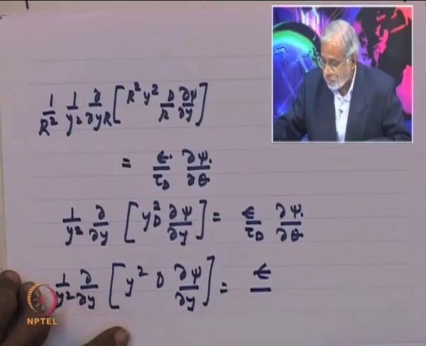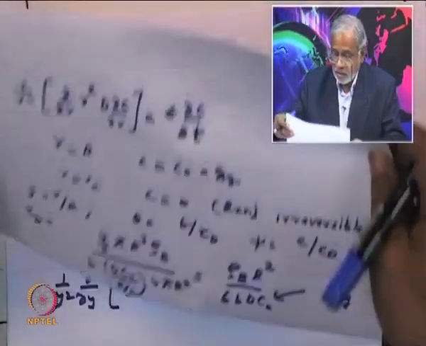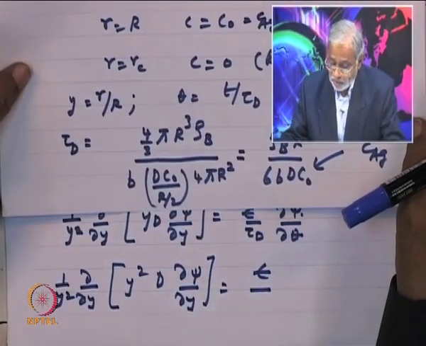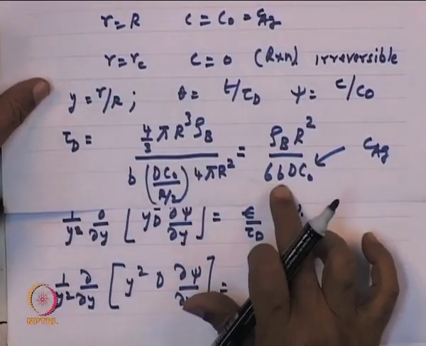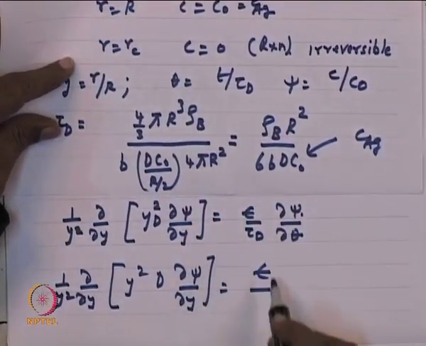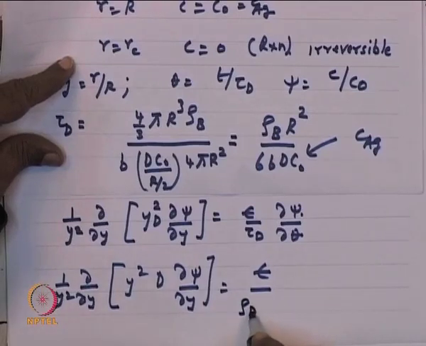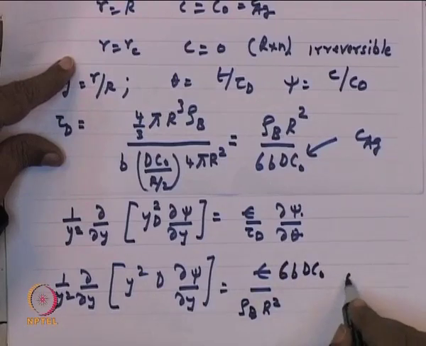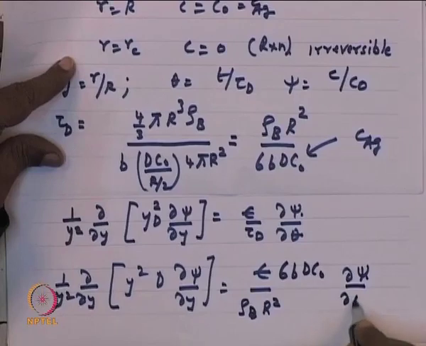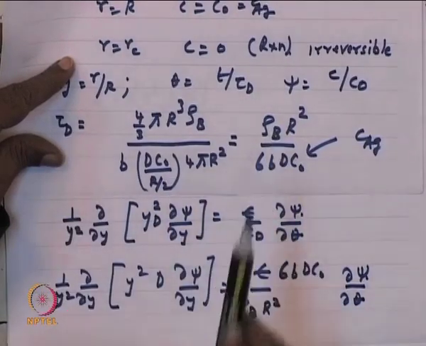I will just replace this tau d, we already did that. Tau d is, where is tau d, which is rho b r squared by 6 b d c 0. I will just put this here, rho b r squared in the numerator, 6 b d c 0 in the denominator, del psi by del theta. I am just replacing this tau d here using whatever definitions of tau d we have.